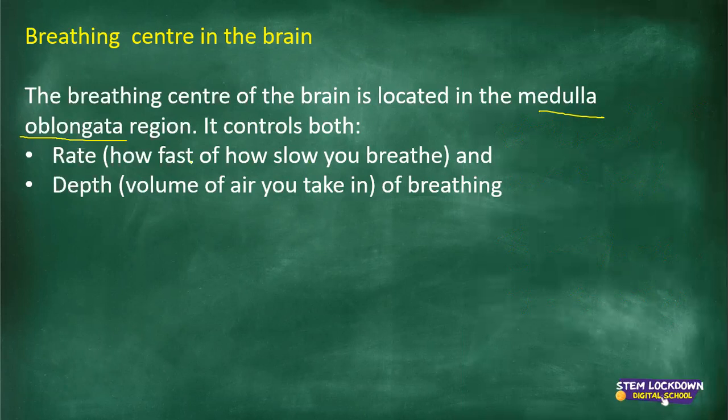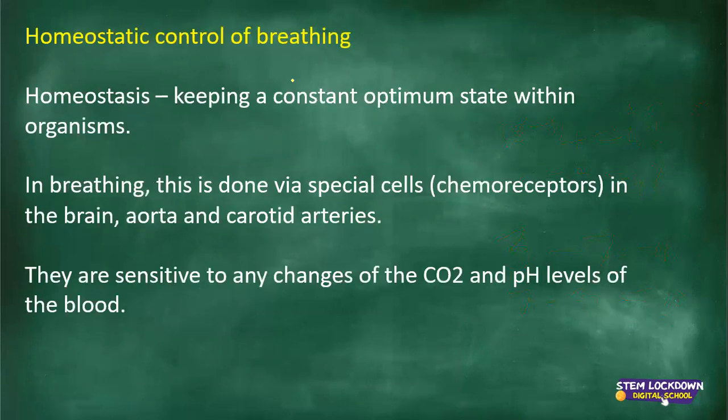It controls the rate, meaning how fast or how slow you breathe. The medulla oblongata also controls the depth, which is the volume of air that you take in. So you understand that our body really is connected. Your brain plays a part in how fast you breathe and the amount you are able to breathe in. And then, like I've just mentioned, homeostatic control of breathing. Homeostasis is keeping a constant optimum state within organisms. So it's maintaining a balance. If you have too much carbon dioxide, the body will react in a certain way, trying to lower those carbon dioxide levels so that it's balanced.